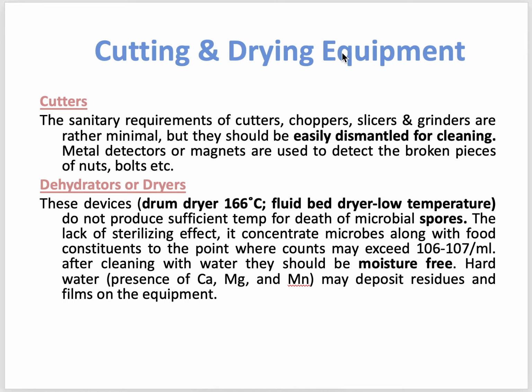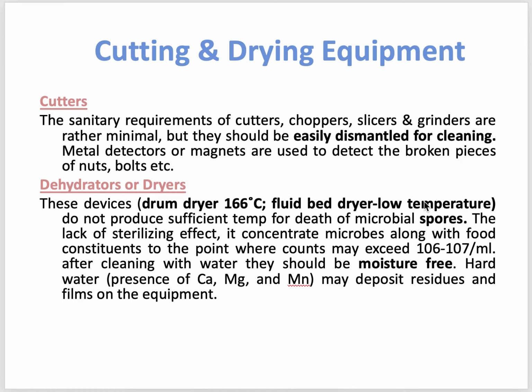Now, dehydrators or dryers. For example, a drum dryer usually uses 166 degrees Celsius, while a fluid bed dryer uses low temperature. The drum dryer and fluid bed dryer are examples of dryers used in the industry. These devices do not produce sufficient temperature for the death of microbial spores. The temperature used here is to dry the products, and it is not high enough to kill the spores that your products or raw materials might contain.